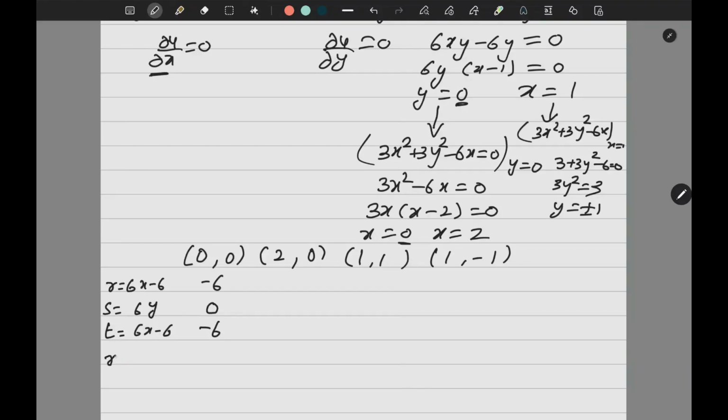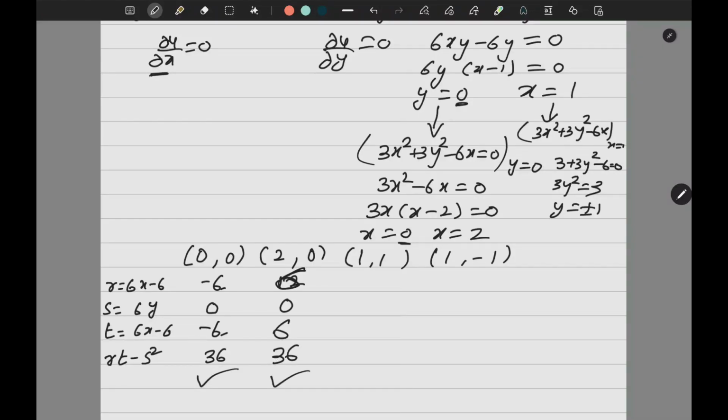Correct? Now next I told you make RT minus S square to check this particular point. Now RT means minus 6 into minus 6, 36. Minus 0 is 36. It is positive, so I should consider this point. Later I will tell you what to do, but let me check first all the points. Now 2, 0 when I am doing, 6 2s are 12, so 12 minus 6 is 6. So r is 6, s is 0, t is 6. So 36. Again, consider this point.